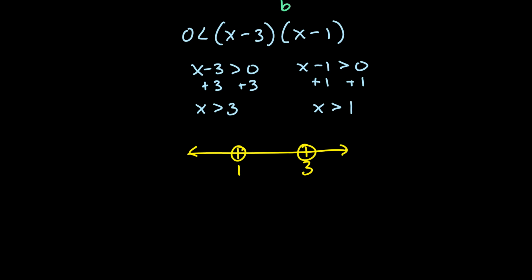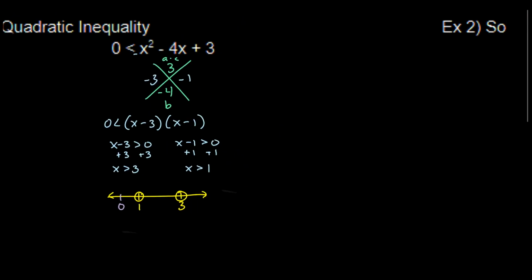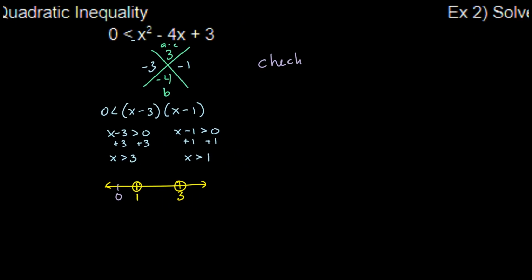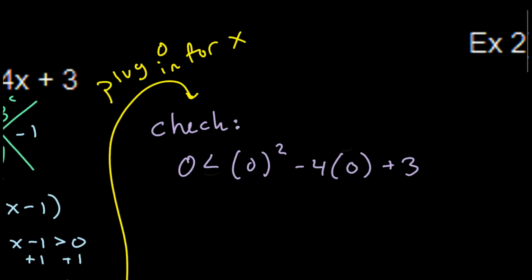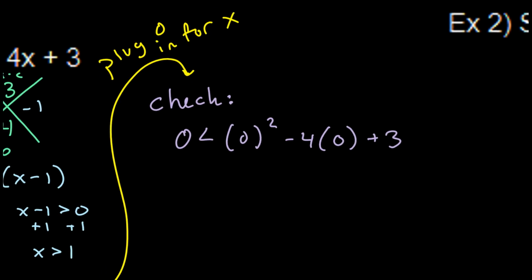Now, where is 0 on this number line? In front of the 1, right? That's important to know. You had to figure out where is 0. And now we're going to plug 0 back in. This is our check. We're going to plug it back into the original. Plug 0 in for x. You will always plug in 0. Always, always, always. Because it's the easiest.